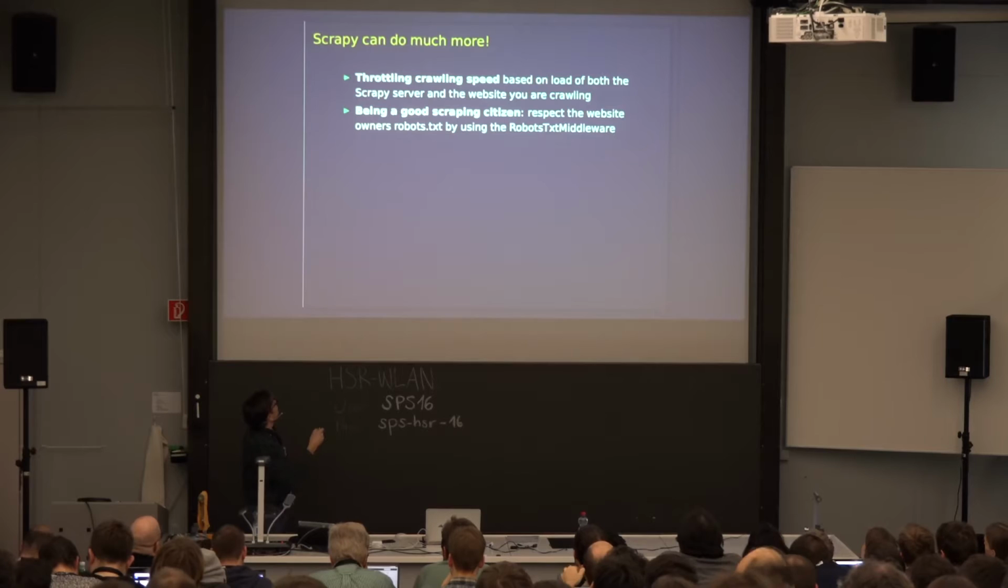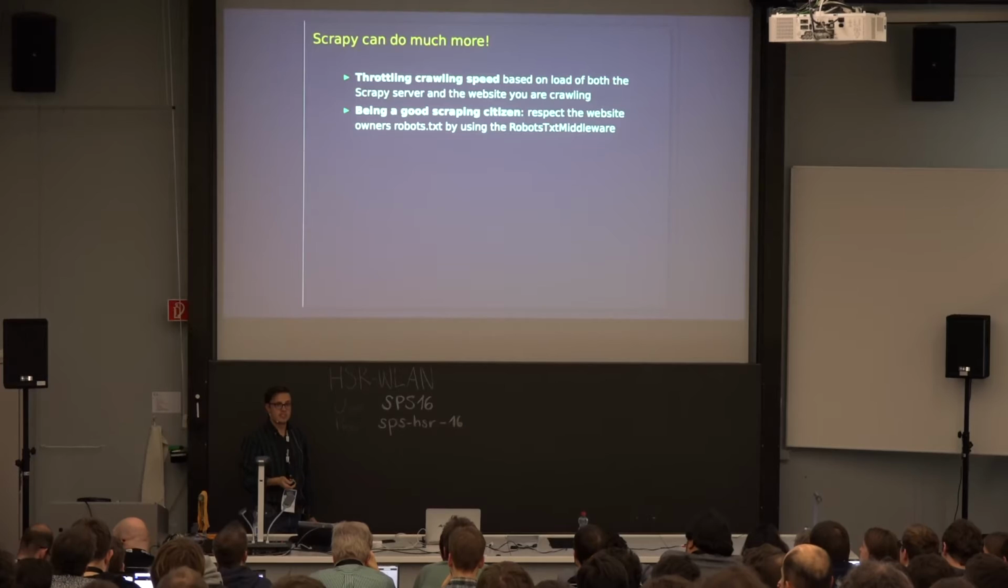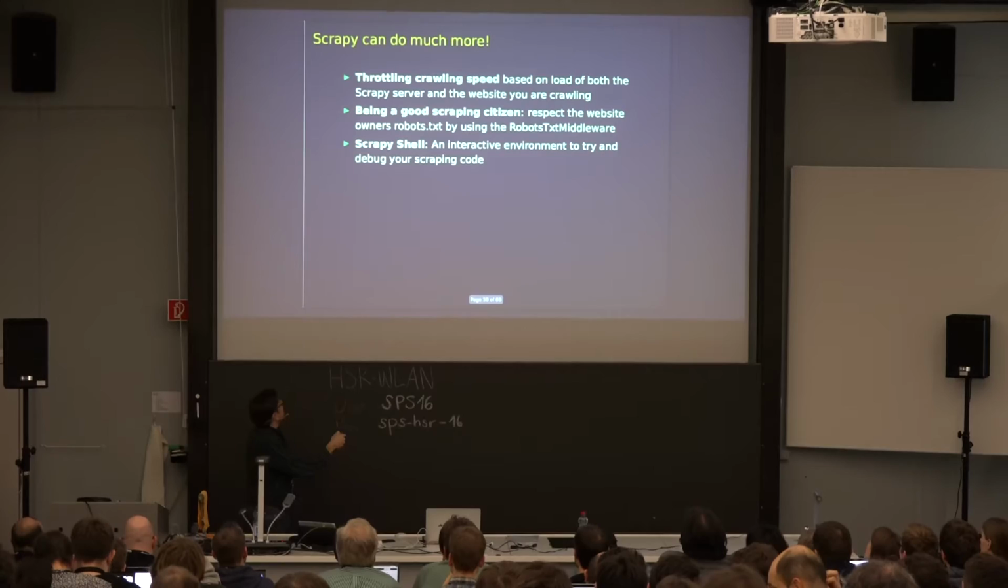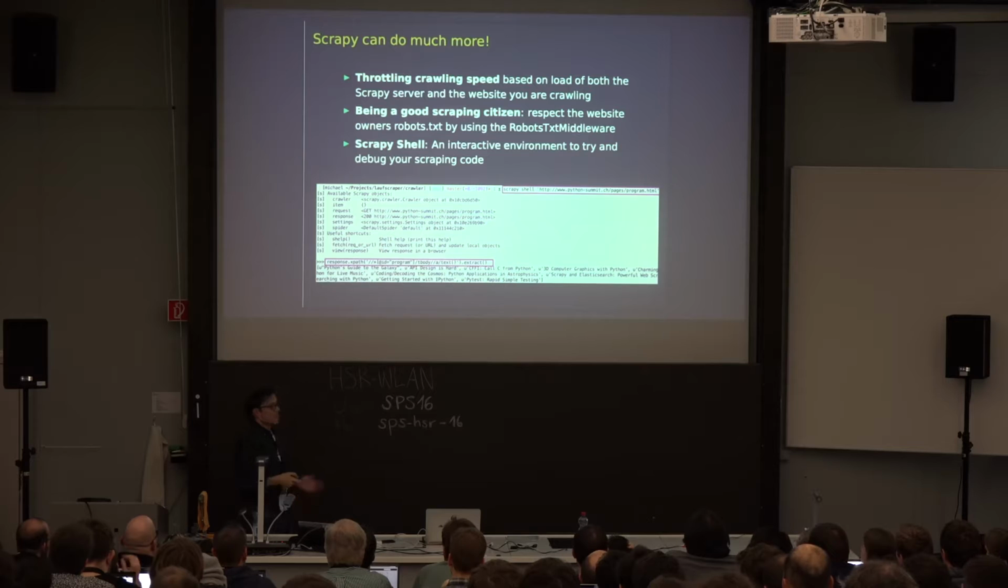It supports the robots.txt file by a middleware class, so that you don't scrape pages that are not intended to be scraped. There's a shell, a Scrapy shell. This is really useful for debugging your spiders. I have an example here where I scraped the Python Summit page. So you start Scrapy shell with the URL of Python Summit. Then you can execute an XPath expression here and get all the talk titles of today's conference. So I just think it's really nice to test your XPath expressions and your spiders.